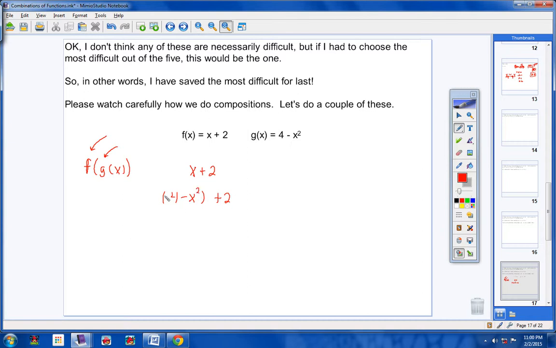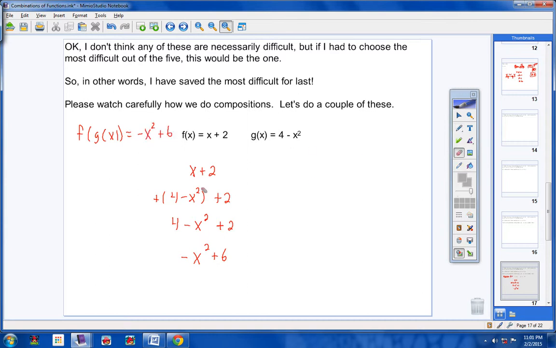And now you simplify. There's a positive sign right here. Multiply your positive sign through, and that eliminates your parentheses. And then, when you simplify, you have negative x squared plus 6. Okay? Alright, so let's erase this here, and let's put that right up here. F of g of x equals negative x squared plus 6.